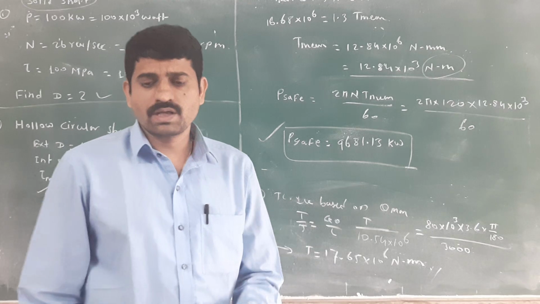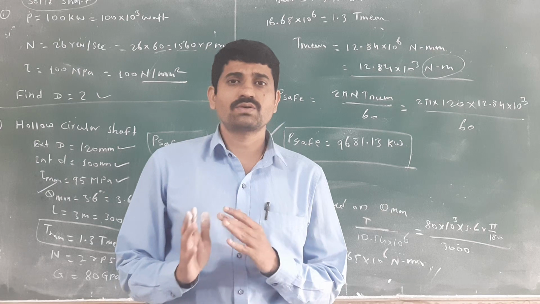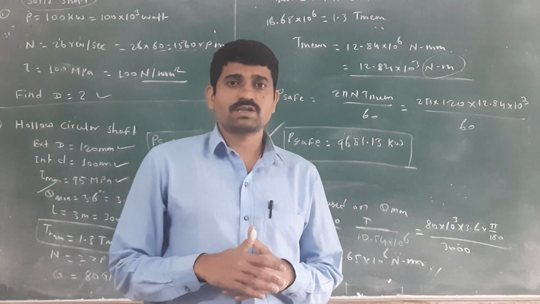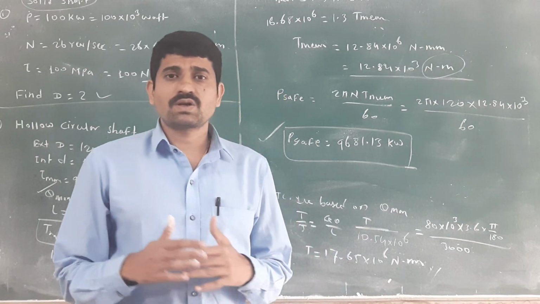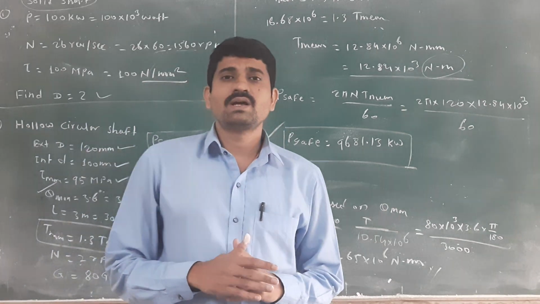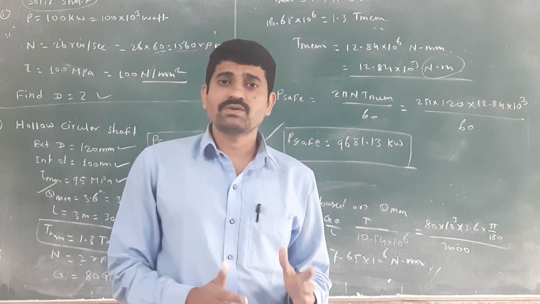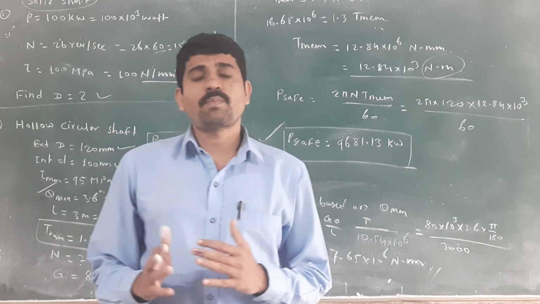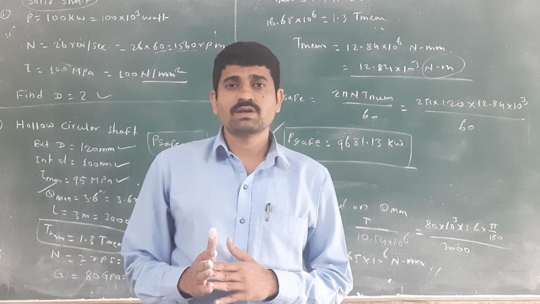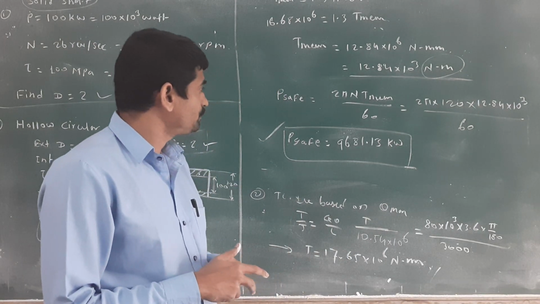Very simple. You have to use only one formula: T by J is equal to G theta by L is equal to tau by R. If both conditions, tau max and theta max, are given, then you have to use the two different conditions and find the least value of the torque, and use this value to find the power value. Here the conversion is very important. You need knowledge of the units. Units are very important.